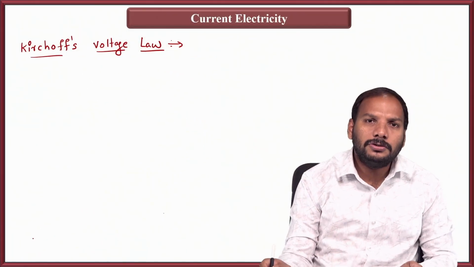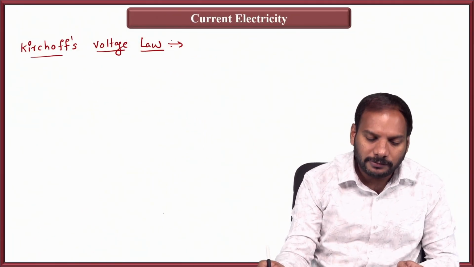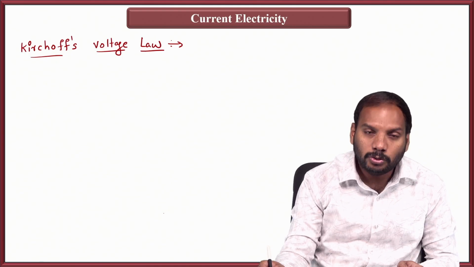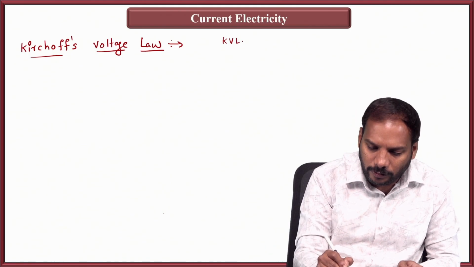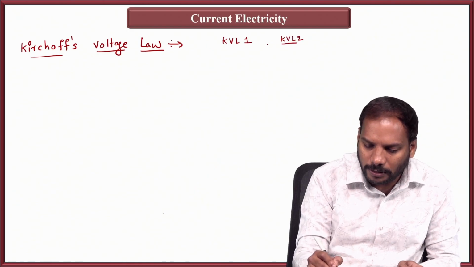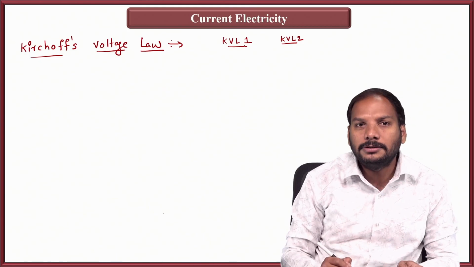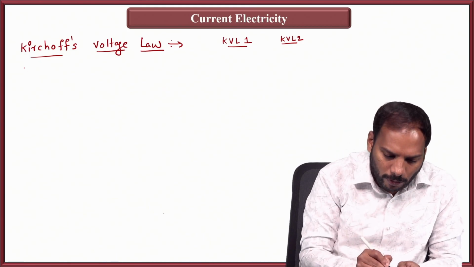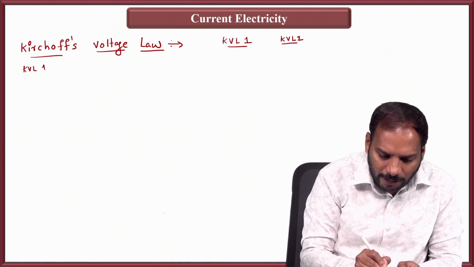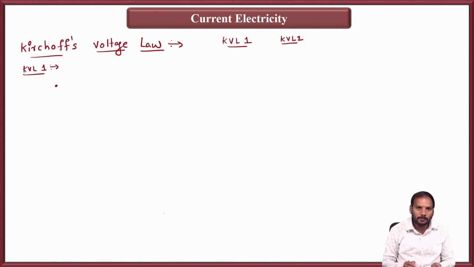Coming to Kirchhoff's voltage law, I'll divide it into two basic laws, which I'll call KVL1 and KVL2, two sub laws. So how can I explain KVL1, Kirchhoff's voltage law 1? Let us consider the nodes.